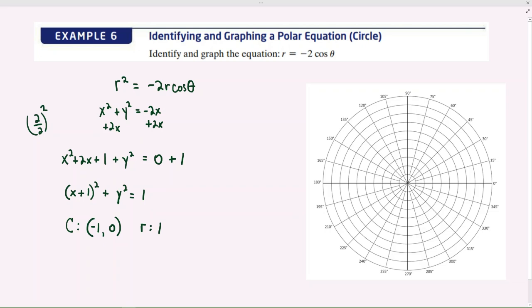Alright, so I've got center of the circle here at negative 1, 0. And the radius is 1 unit, so I know the left bound is here and the right bound is here. Trying to make that look about the same distance. There's our circle.